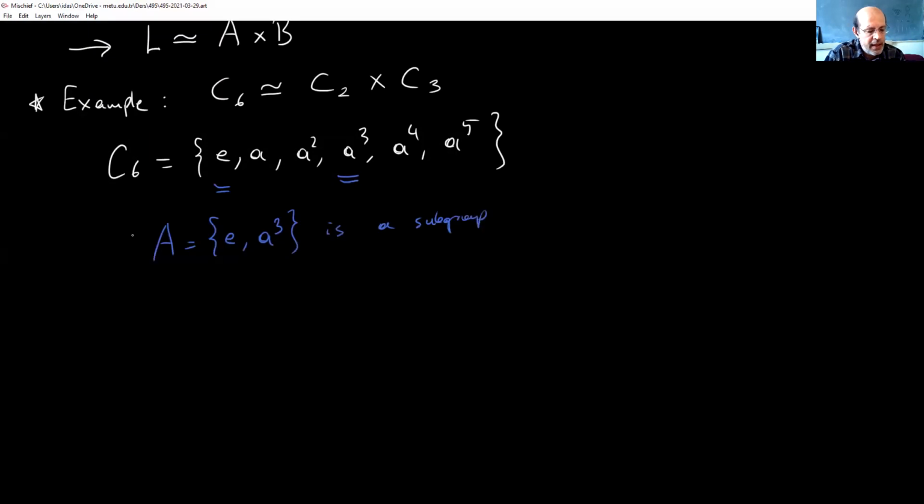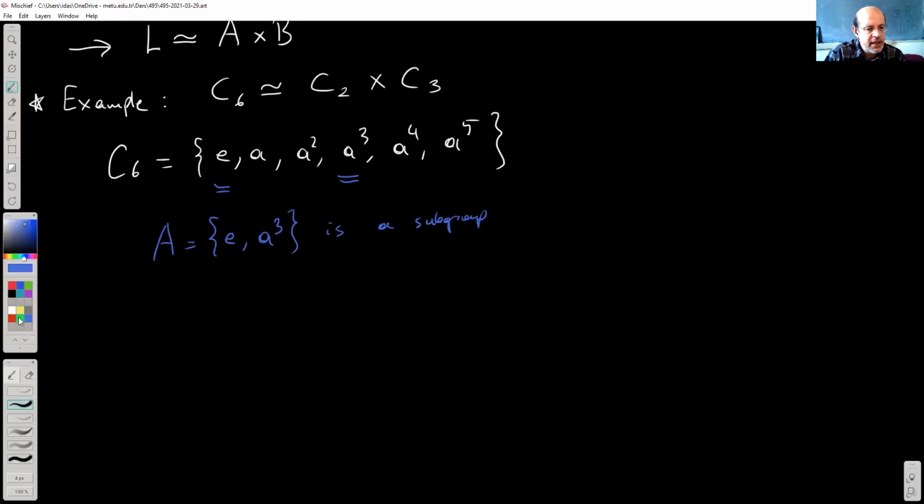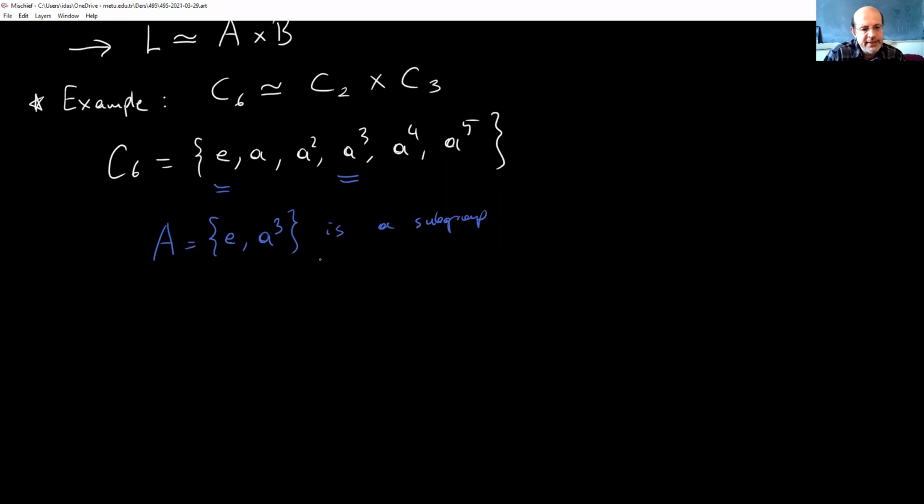Okay, and then let me use a different color again, green this time. So I think I'm going to take A squared in here and A to the 4 in here. So B is basically identity, A squared, A to the 4. This is also a subgroup.